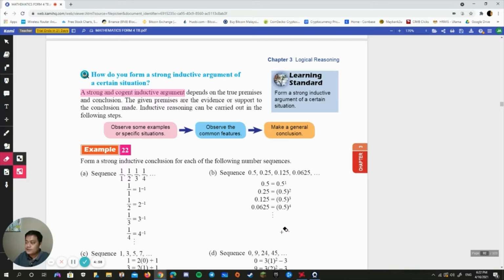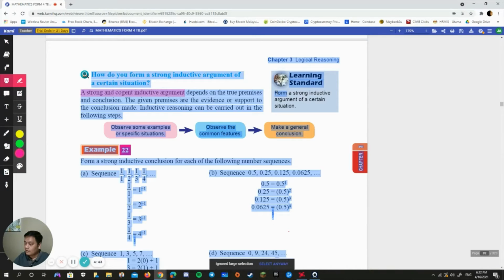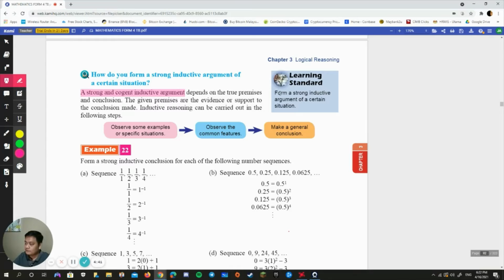Okay, so we continue with 3.2e. In this subtopic, you will learn to form a strong inductive argument of a certain situation.